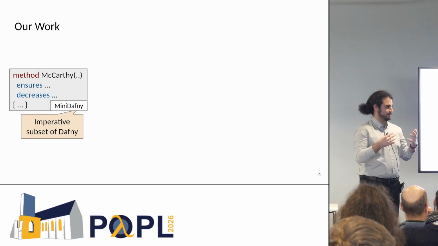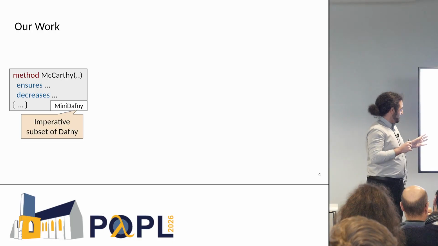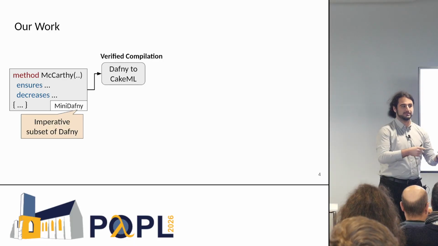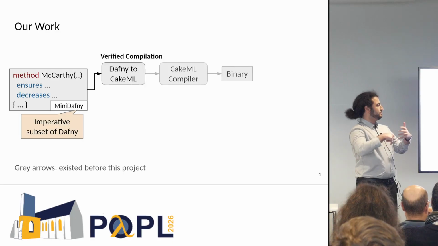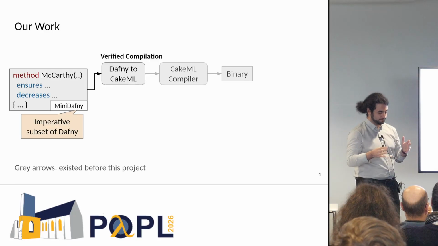And for that, we take a look at something that we call mini Dafny, which I think is a common name for subsets of Dafny, which is imperative. And then, for a verified compiler, we build a verified compiler from Dafny to CakeML. And then we can use the already verified CakeML compiler to generate a binary.